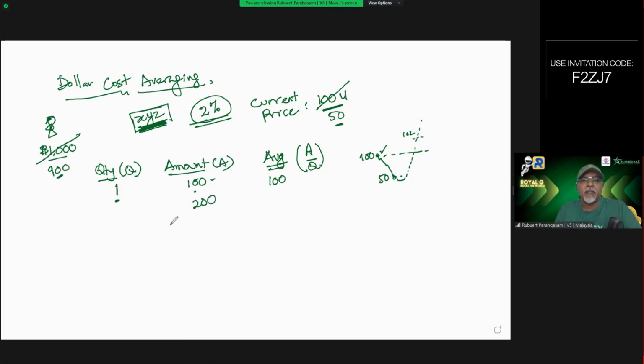How many coins can I get for 200? Each coin is $50 right now. Am I right? So I can get 4 coins currently. So what is my current average price? Can anybody calculate? How do you get the average price? Look at this. 100 plus 200. The amount I have spent right now, my position, is 300 divided by 5 coins. 300 divided by 5 should give me the average price.